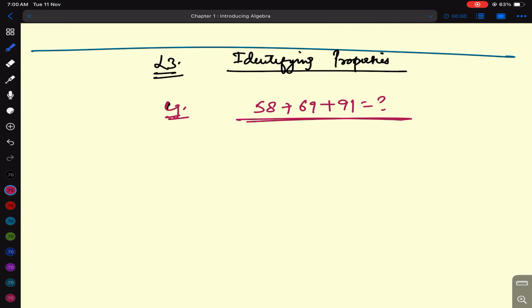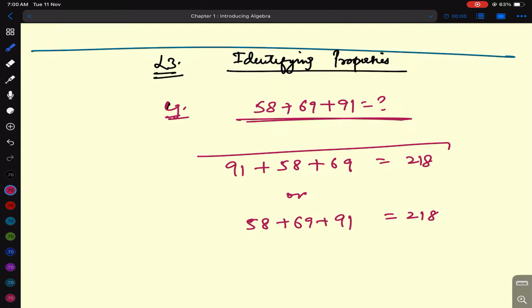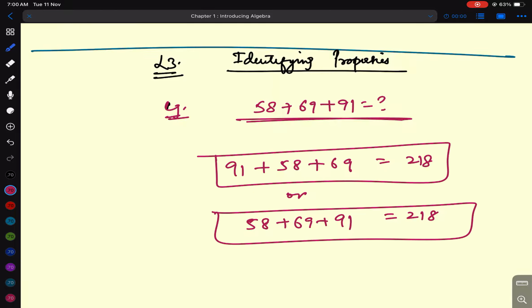Now here, as we know, in addition the order doesn't matter, right? In which order you are adding the numbers when multiple numbers are involved. So instead of 58 plus 69 plus 91, if I write it as 91 plus 58 plus 69, does that matter? No. Eventually they both are going to lead us to the same answer, which is 218. So this clarifies that in addition the order doesn't matter.